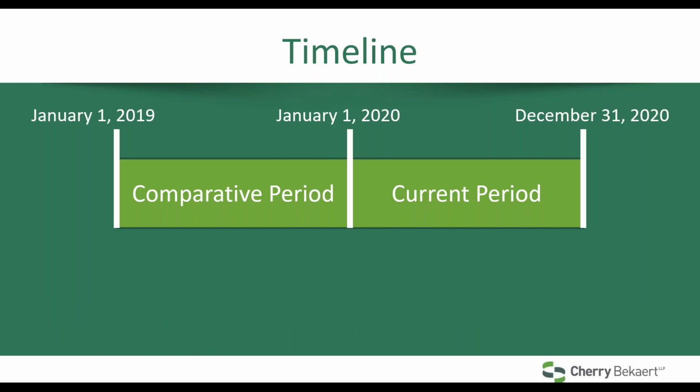So this is the same timeline as before. Uncle Cherry is technically adopting the new standard on January 1st, 2020, but the date of initial application will be January 1st, 2019, which is the beginning of the earliest period presented in their financial statements.